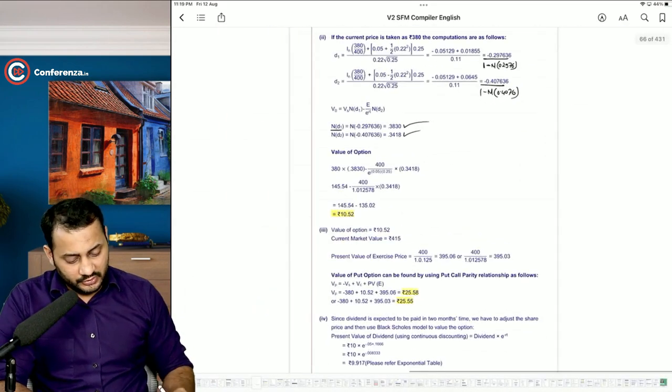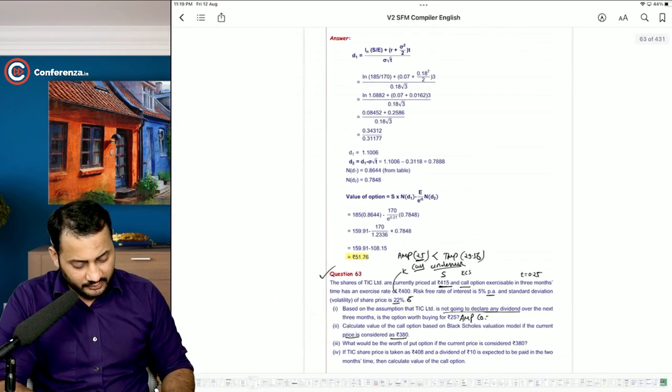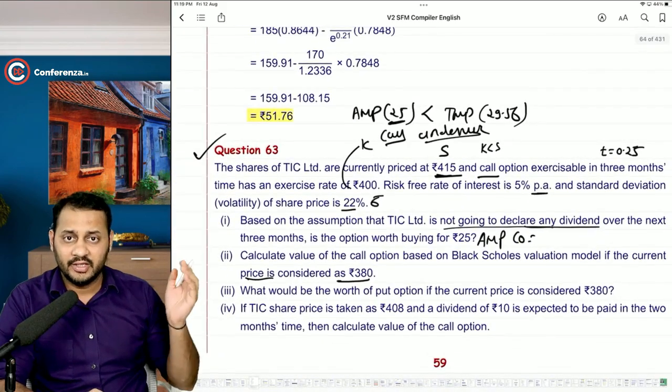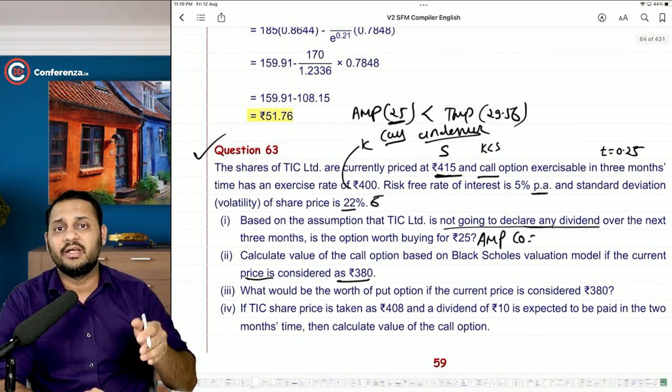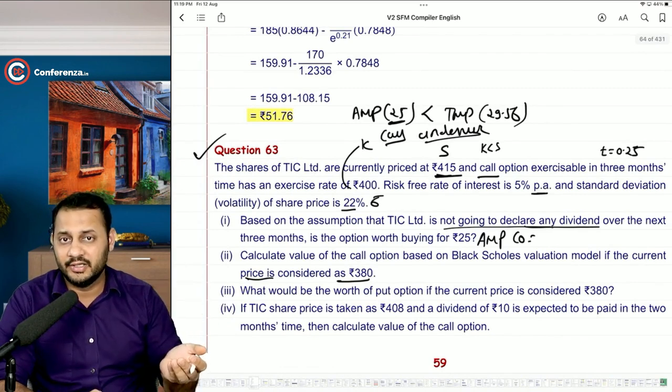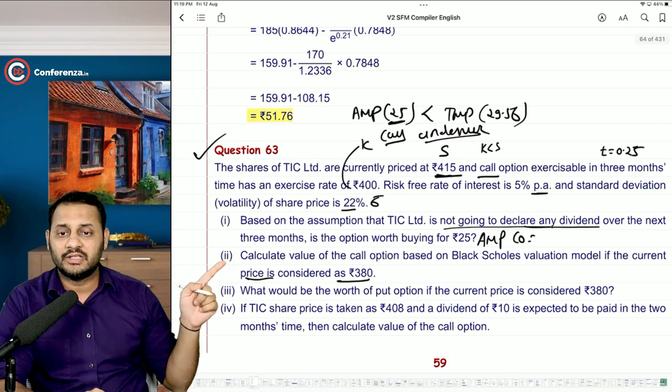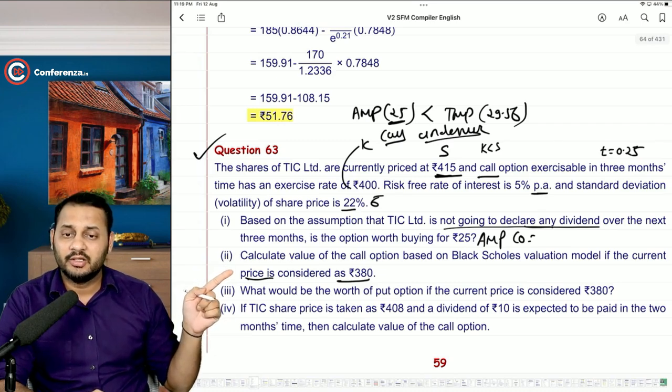Okay. So this was the second part. In the second part, we learned how to calculate the natural log of anything below 1, which will be negative, and how to calculate D1, ND1 and ND2 with negative D1 and D2 values. So that's why the second part was also important. It taught us how to calculate the negative values.